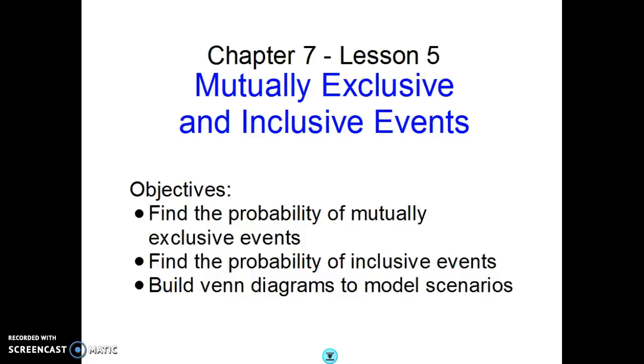This set of videos is on Chapter 7, Section 5 from your Algebra 2 textbook. That section is on mutually exclusive and inclusive events. We have three main objectives today. The first is going to be to find the probability of mutually exclusive events. We'll also find the probabilities of inclusive events. And finally, we'll end with another way to analyze some of these scenarios, which is to build a Venn diagram.